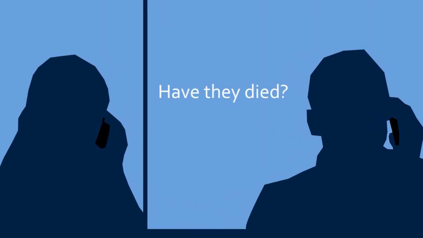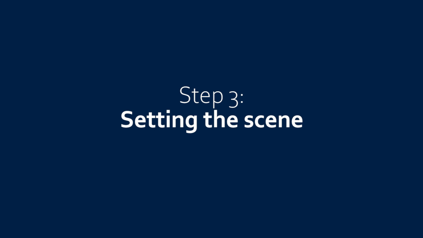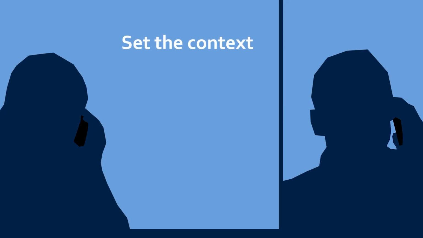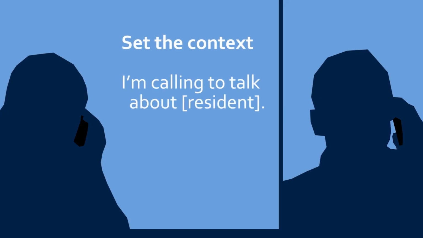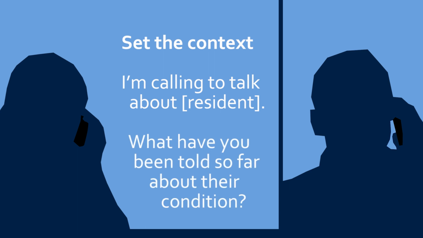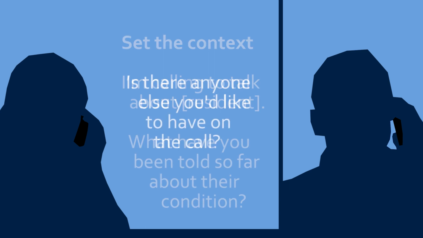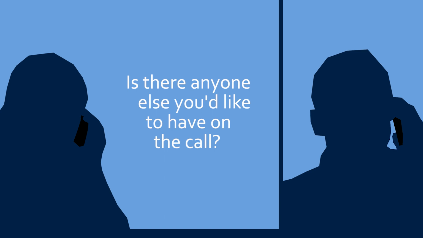If the person is very distressed, they may ask straight away if their relative has died, but don't rush into it. Just continue to the next step, setting the scene, which prepares the person for the news. Set the context for the call. I'm calling to talk about John. What have you been told so far about his condition? Is there anyone else you want to be in on the call?